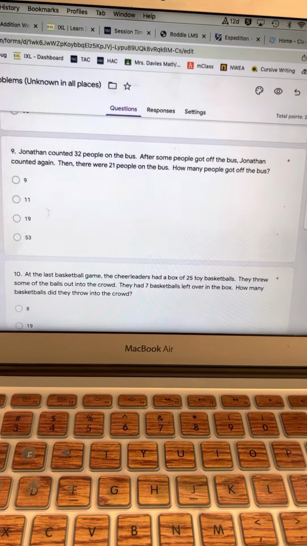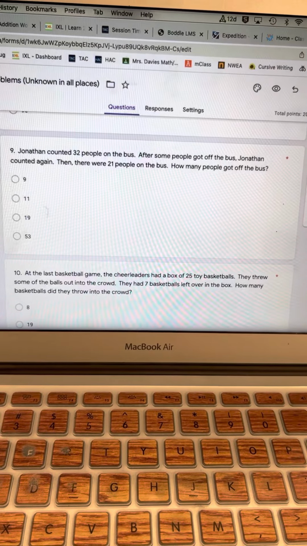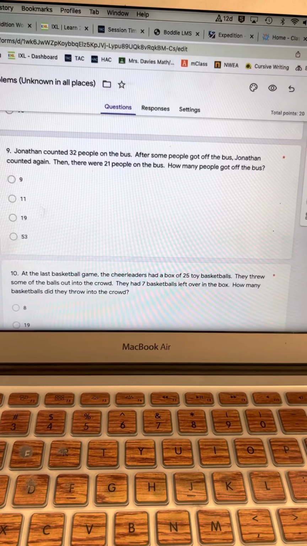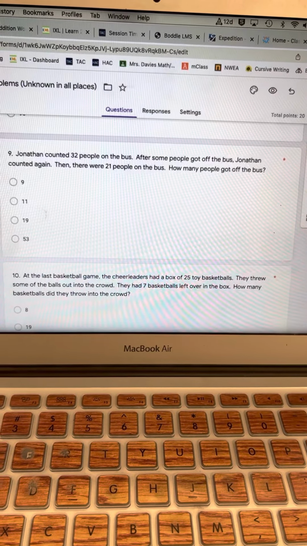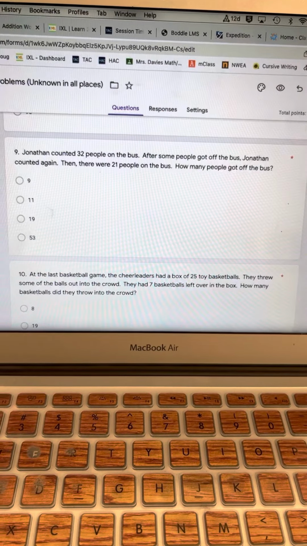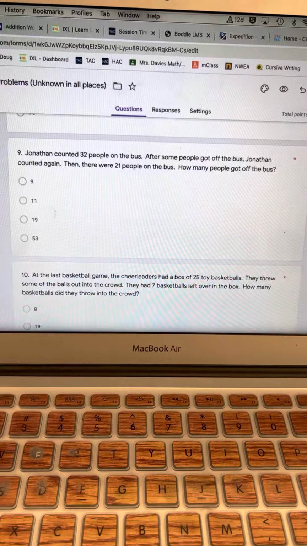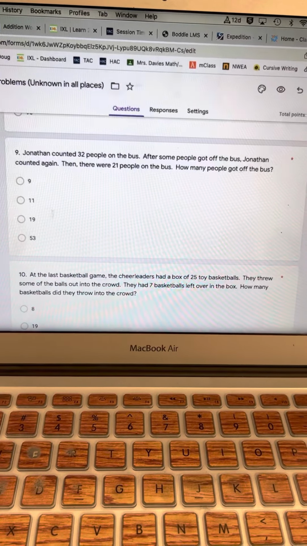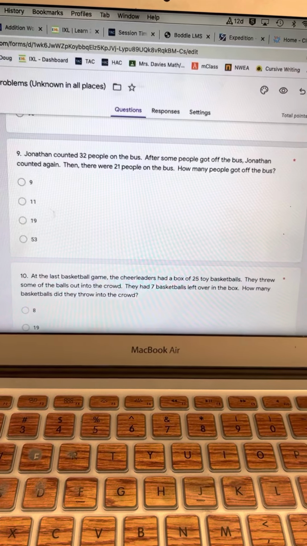Number 9, Jonathan counted 32 people on the bus. After some people got off the bus, Jonathan counted again. Then there were 21 people on the bus. How many people got off the bus? So there were 32, some people got off, and now there's 21 left. So how many people got off?